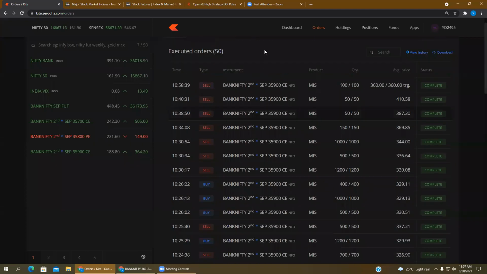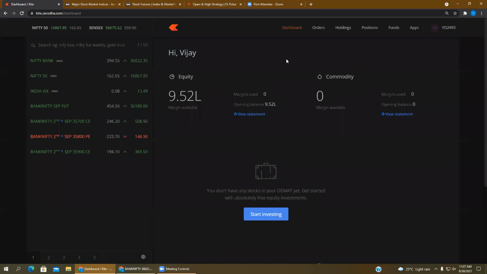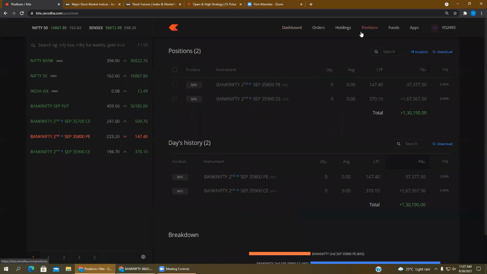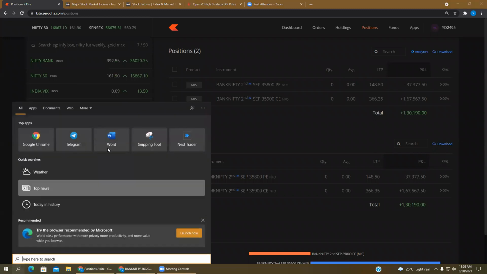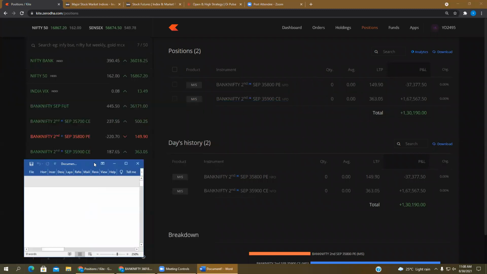Yeah, only deployed capital is 9 to 10 lakhs, 9.5, 10 lakhs max. As a beginner, if you have capital of, let's say, 2 lakhs or 3 lakhs, what I would say is, if you have a capital of 2 lakhs, then my deployed capital should be only 1 lakh. Give me 1 second, I'll explain it in a Word document.